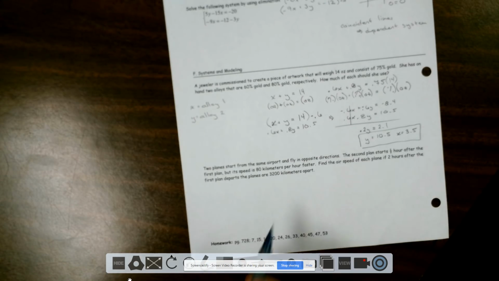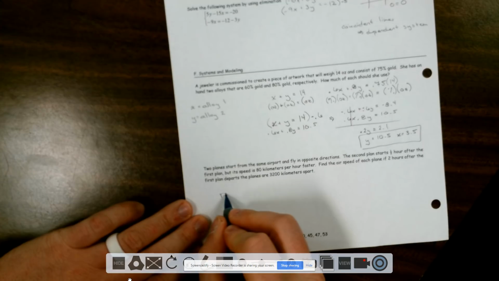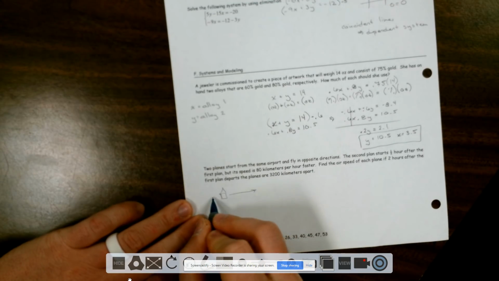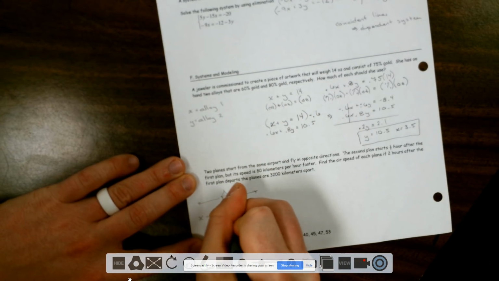But here we go. Two planes start from the same airport and fly in opposite directions. Okay, so if we've got an airport, we got one plane going that way, one plane going this way. The second plane starts half an hour after the first plane, but its speed is 80 kilometers per hour faster. We want to find the airspeed of each plane if 2 hours after the first plane departs, the planes are exactly 3,200 kilometers apart.